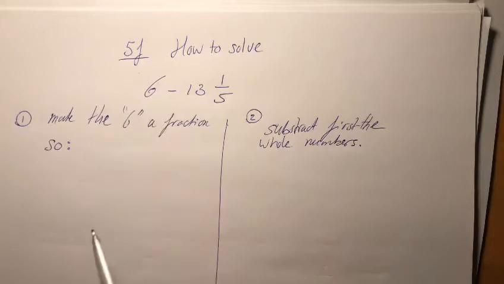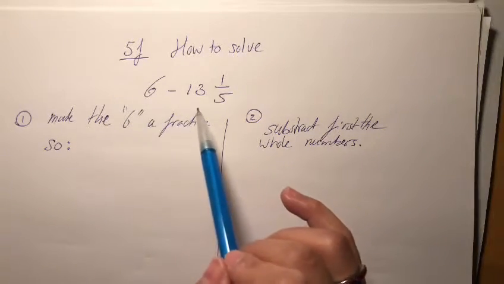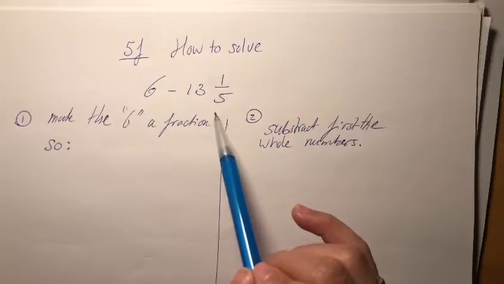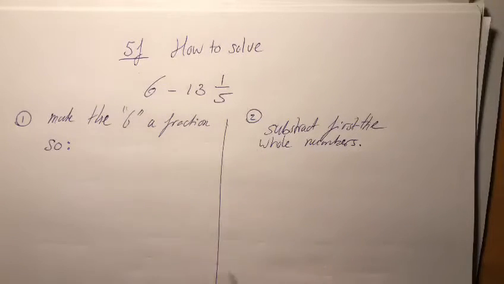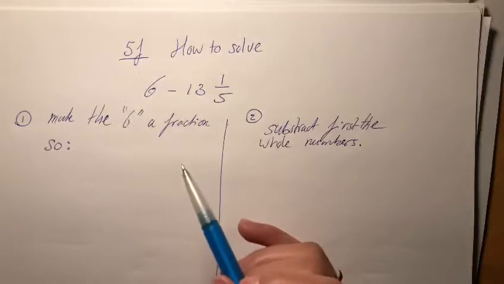In this video, I will explain how to solve 6 minus 13 and 1 out of 5. This is 5F from the D-test. Well, the first way is make the 6 a fraction.